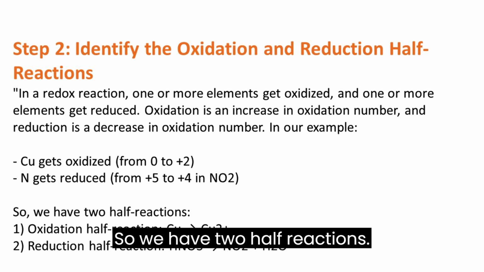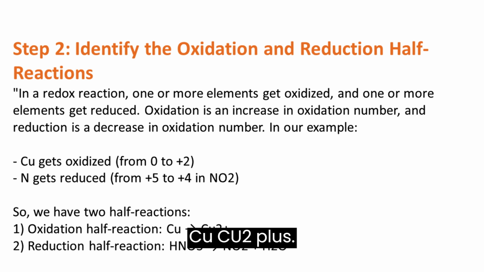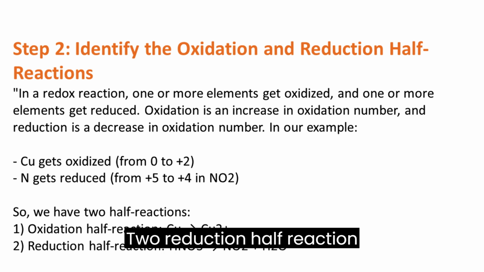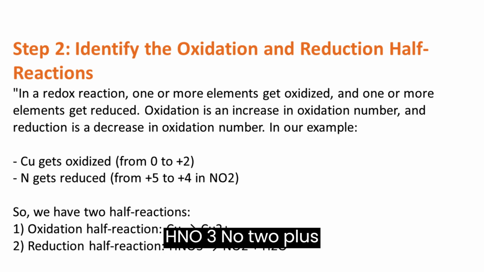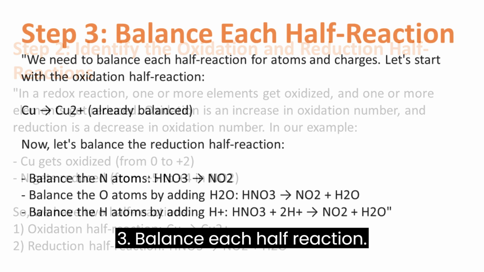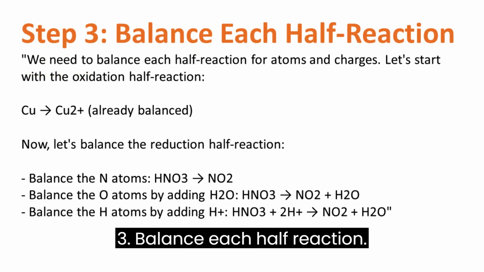So, we have two half reactions. 1. Oxidation half reaction: Cu → Cu2+. 2. Reduction half reaction: HNO3 → NO2 + H2O. Step 3. Balance each half reaction.